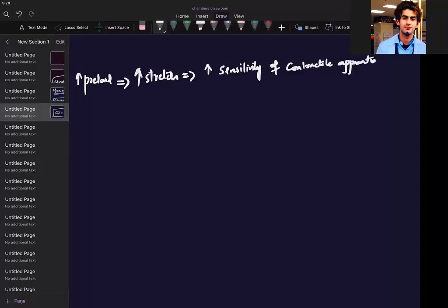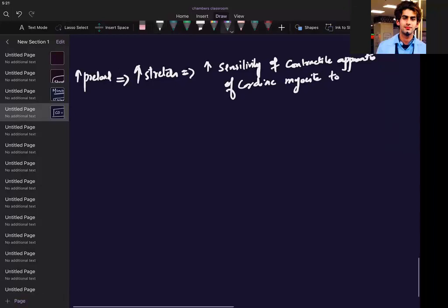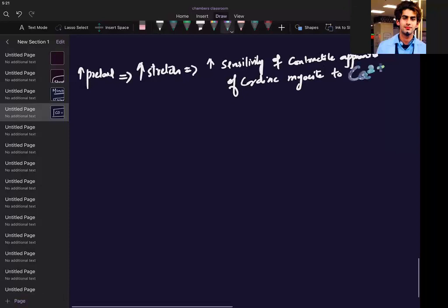Contractile apparatus of what? Cardiac myocyte. If I increase the sensitivity of the cardiac apparatus to what? This is important. Calcium. Which calcium? Cytoplasmic calcium. So if I do this, I will be increasing the sensitivity to cytoplasmic calcium. Why? Because you produce a stretch, by which you produce the stretch, the increased preload. Are we clear? Is this concept clear?